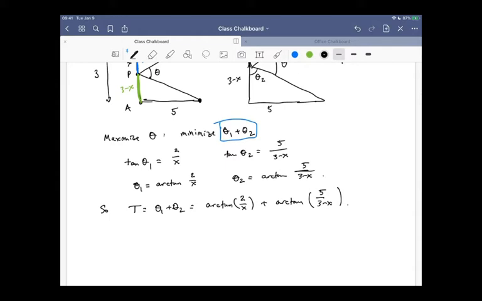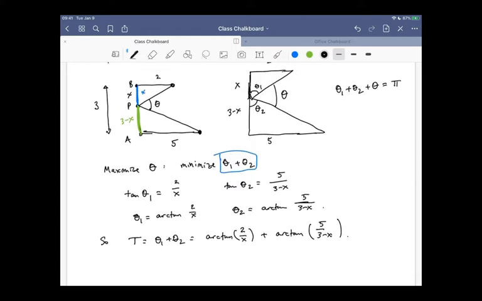What's capital T? I'm just calling T the sum of those two angles, so I could have called it F for whatever. T, capital T, is the thing that we want to minimize. So I just chose capital T basically completely arbitrarily as a name. So I want to minimize T, and by minimizing T, I'll maximize theta.